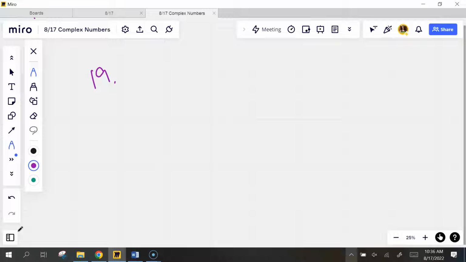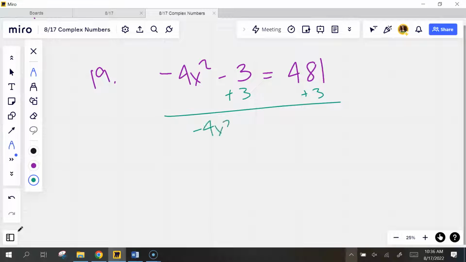All right, number 19, negative 4x squared minus 3 equals 481. Oh, yes, I thought you were saying I wrote it wrong. I was like, no, it's definitely minus. My apologies. Add 3 to both sides, you're exactly right. I have negative 4x squared equals 484, divided by negative 4, yes? Negative 121. And that's i. That's why I was confused for a minute, Miguel.